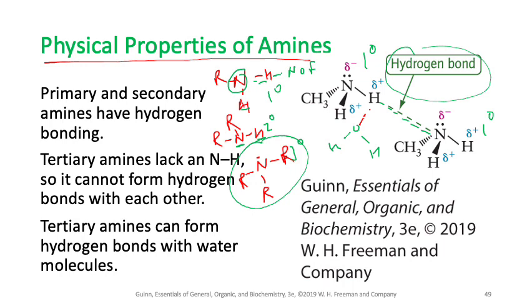Yes, they can, because let's talk about over here, R, R, R, this is your tertiary amine. If I put some water nearby it, they can make a hydrogen bond. So just remember this: the primary and secondary amines can form a hydrogen bond between themselves, whereas the tertiary amine cannot. But all three kinds of amine can form a hydrogen bond with water, so they are all soluble in water.